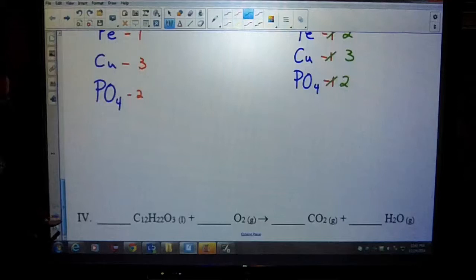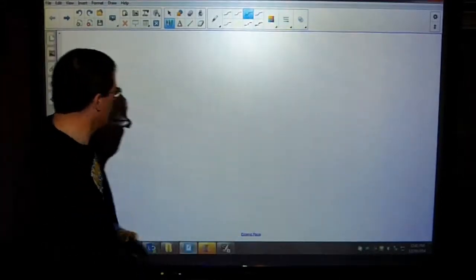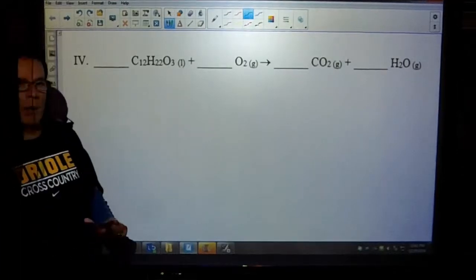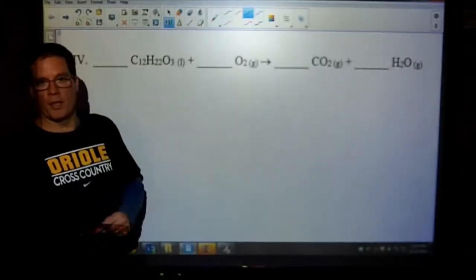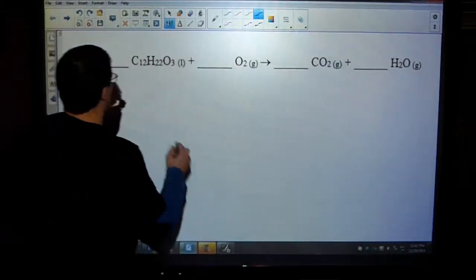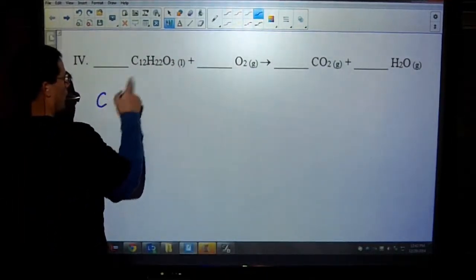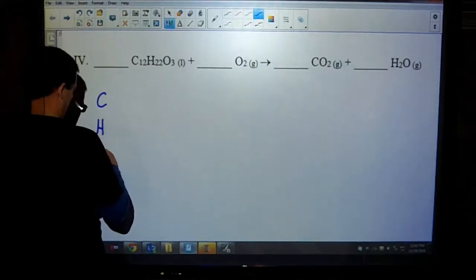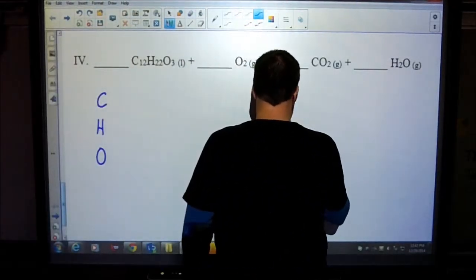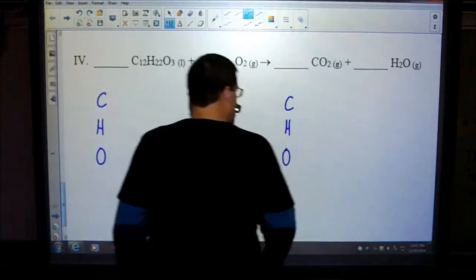All right, let's look at the last example. Here we have another combustion reaction, but we're not going to be freaking out because these numbers are ridiculous. Not a problem. Do the same thing we've been doing. Again, do your inventory. So I've got our carbon, hydrogen, oxygen. On this side, carbon, hydrogen, oxygen. Same thing.